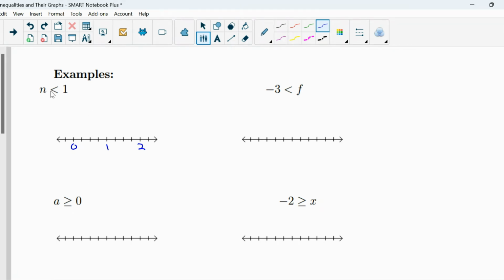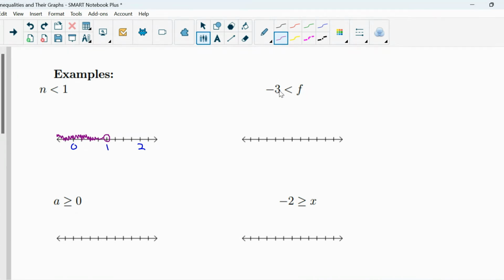Since we have just a less than symbol, we are going to use an open point to designate that it is not part of our solution. And since our variable is on the left side of our inequality, we can go ahead and shade the left side. Also, read the inequality: n is less than 1. Obviously, the side with 2 is greater than 1, so we have to shade the side that is less than. Okay?